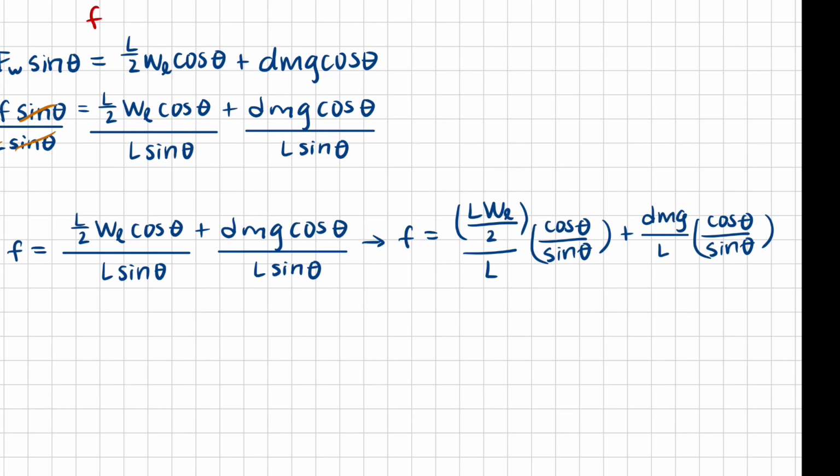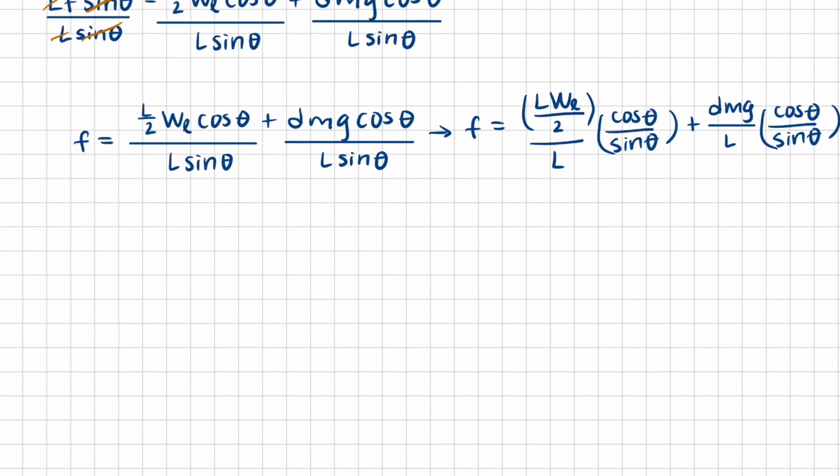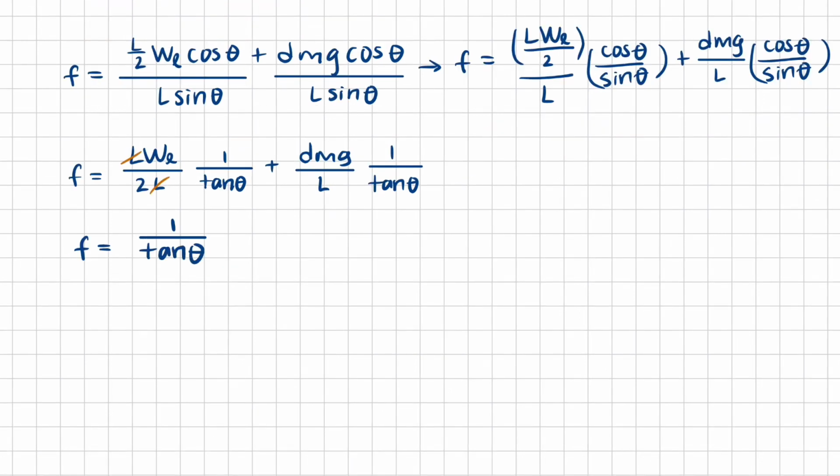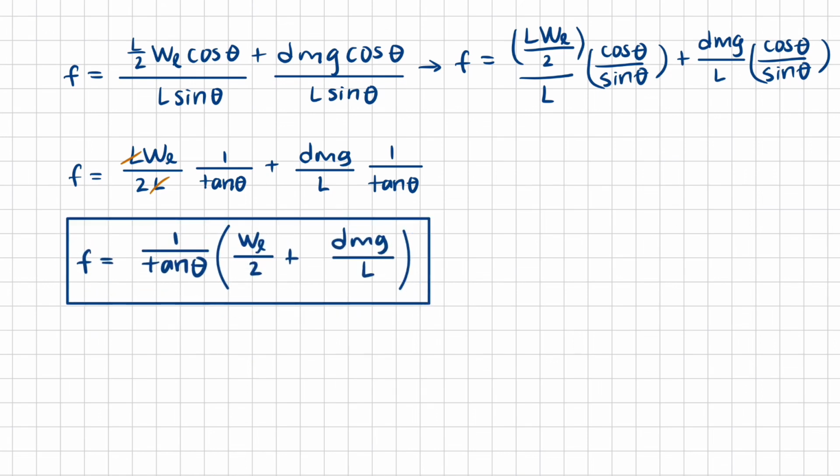And then I'm just going to combine or simplify this one. We can get rid of the length of the ladder here, and then I'm going to factor out 1 over tangent. That's the equation, the one I was able to simplify. That'll give you the force of friction. Again, this one will also give you the force of friction, but this one is easier to work with. All I got to do is plug in your numbers, and that's it.